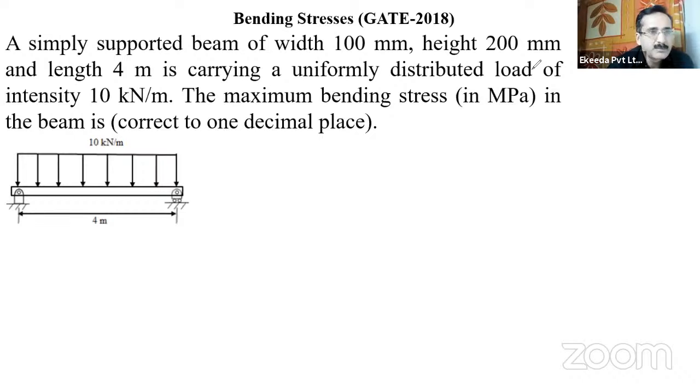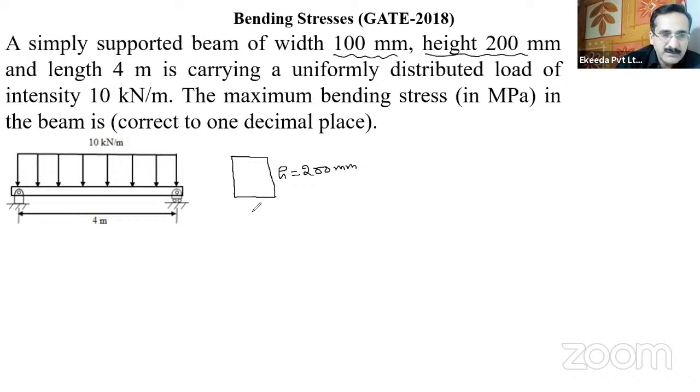What is this question? A simply supported beam of width 100 millimeter. The width of the beam is given as 100 millimeter and the height is 200 millimeter. So this beam is given to us, and this is a rectangular beam. Say h is the height, that is 200 millimeter, and b is the width, that is 100 millimeter. A solid rectangular section, 200 by 100, is there.